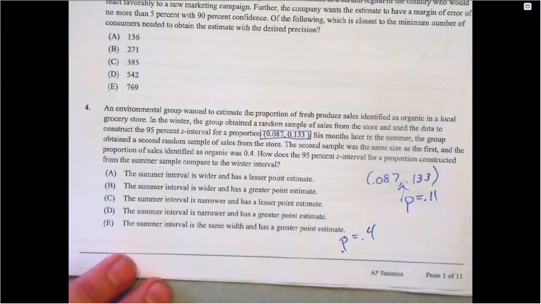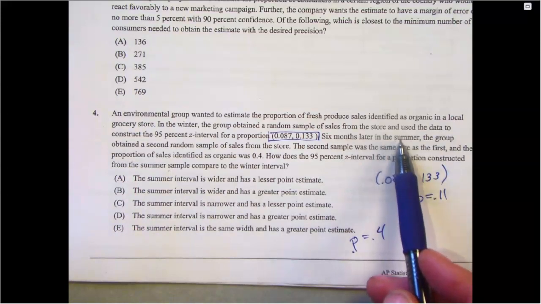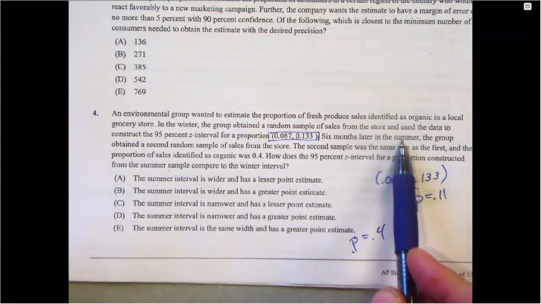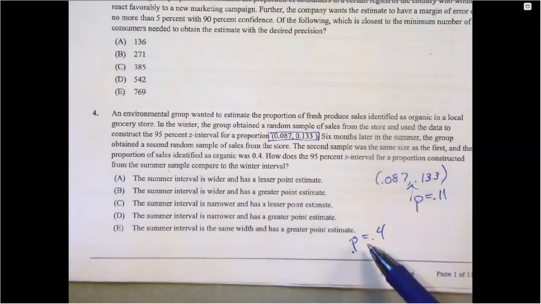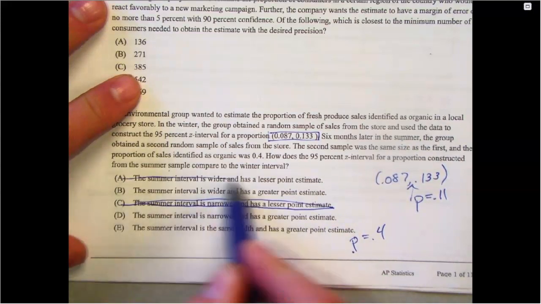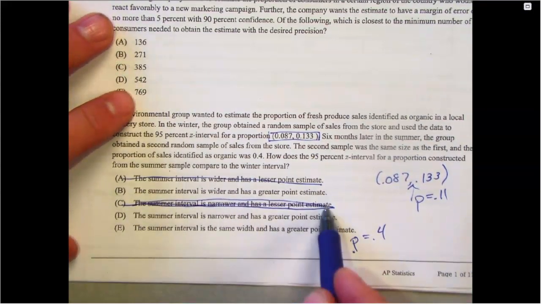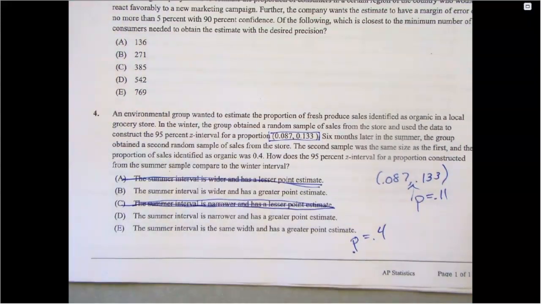So first of all, the summer one, which one's the summer? No, the summer one's the second one. The second one, the summer one, has a greater point estimate because 0.4 is bigger than 0.11. Then it becomes, okay, what happens to the interval? So you've got to think through this a little bit.